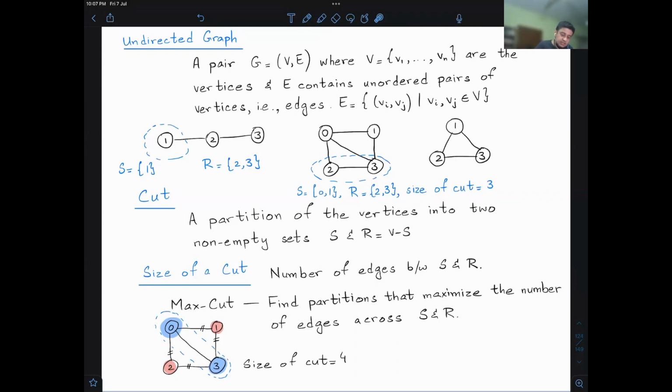And now let's see what's happening. Going from 0 to 2, I've got this edge, so that would count. 2 to 3, that will count. 3 to 1, that will count. 0 to 1, that will count. The only one that doesn't count is the one going from 0 to 3. So here I've got a cut of size 4. So over here I had a cut of size 3. I played around with the partitioning and I am able to find a larger cut. The problem of max cut is to really find, given a graph, the largest possible cut for that graph.